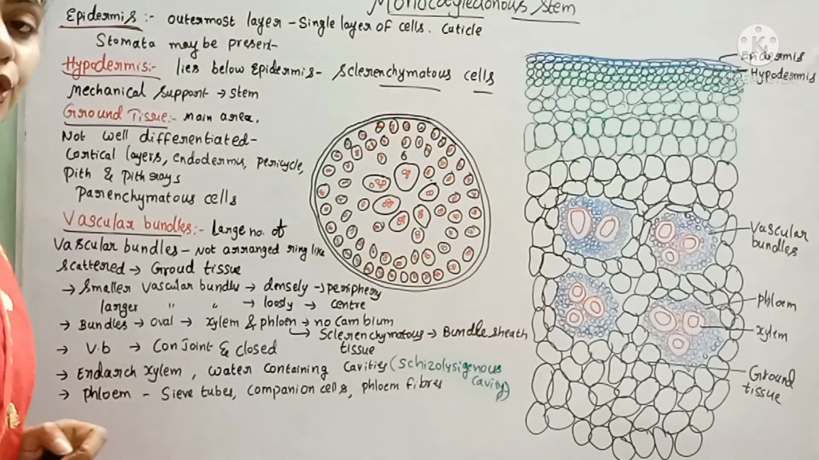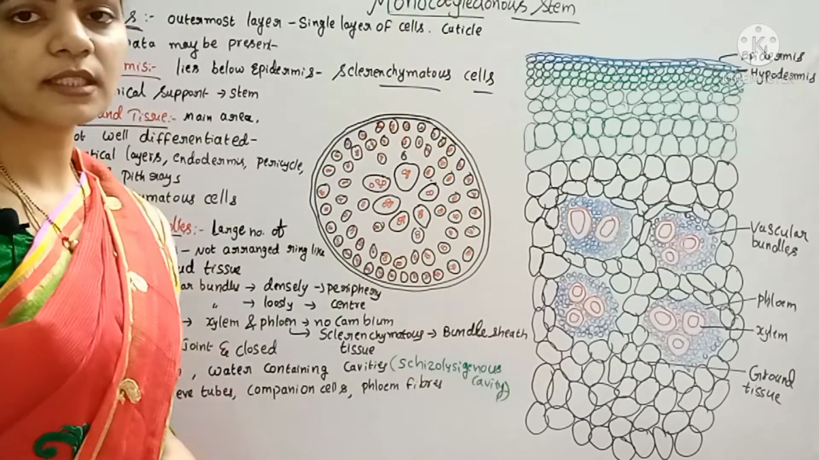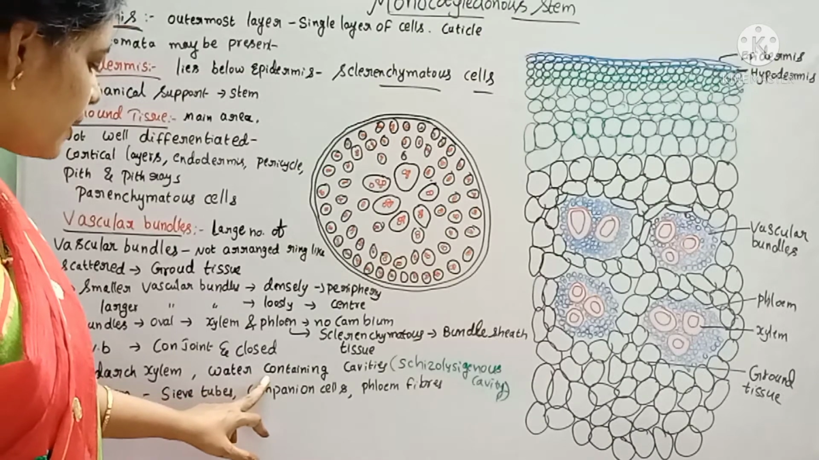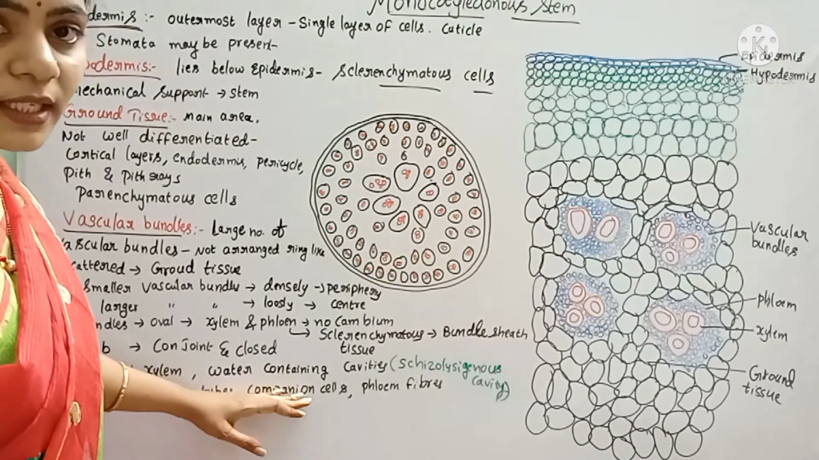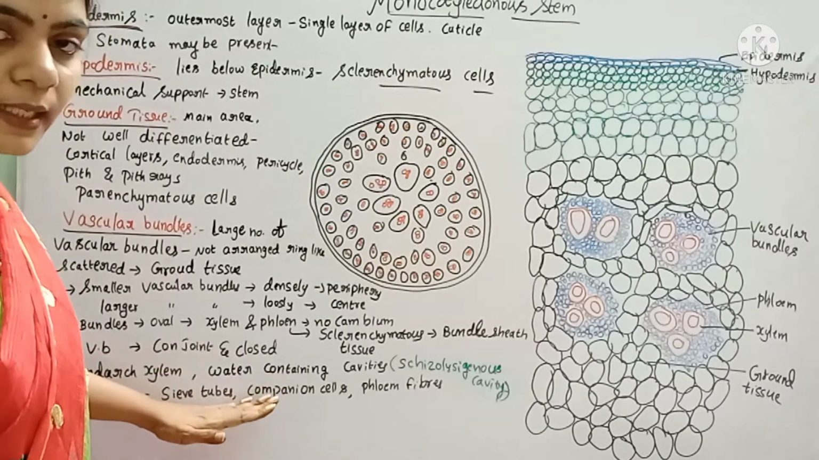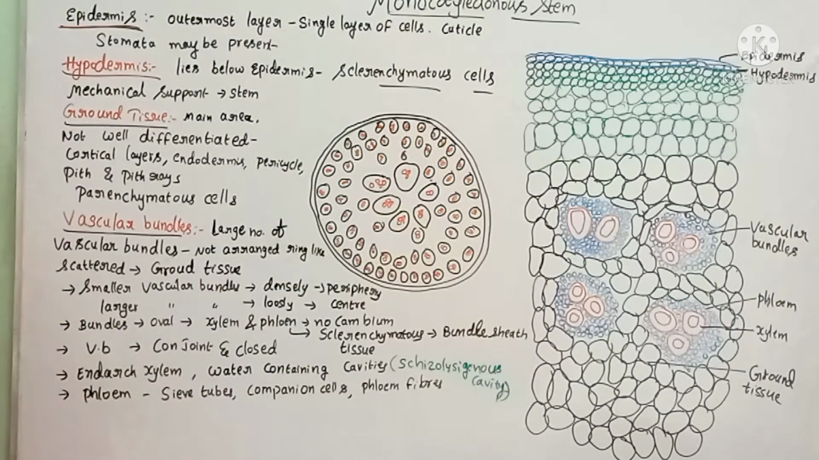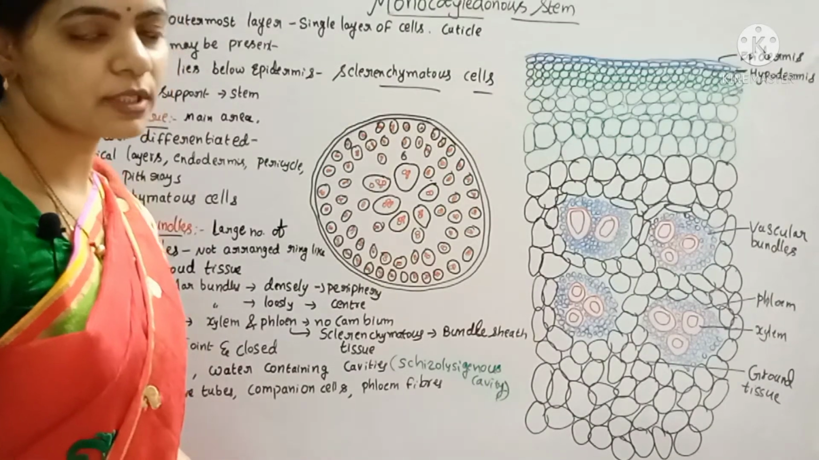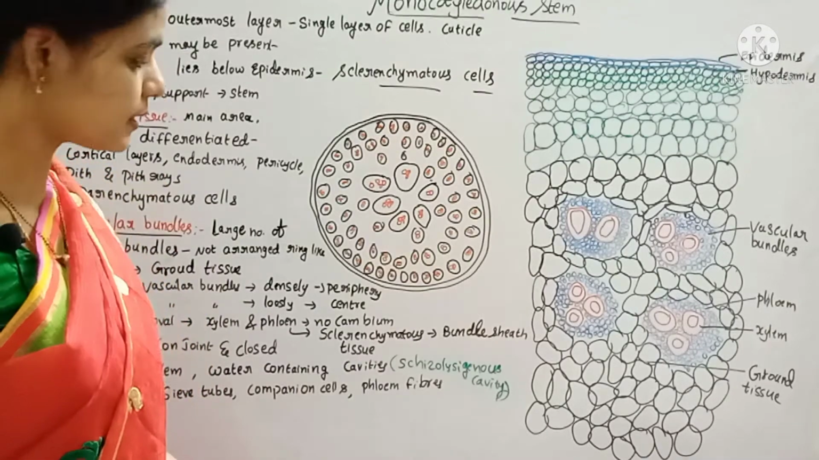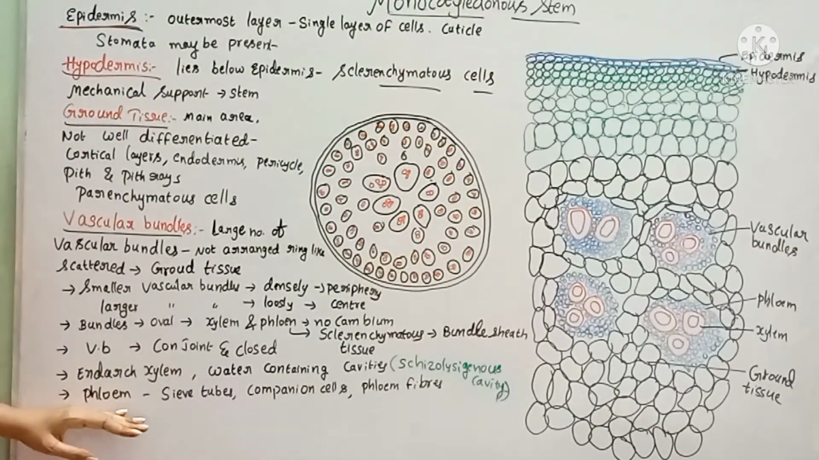And the xylem shows an endarch condition. What is meant by that? The protoxylem is present at the center and the metaxylem is present at the periphery. And in the vascular bundles, water containing cavities are present. A characteristic feature of the monocot stem is that the vascular bundles contain water containing cavities, also called schizolysigenous cavities. The function of these cavities is to store water, oil and gases.